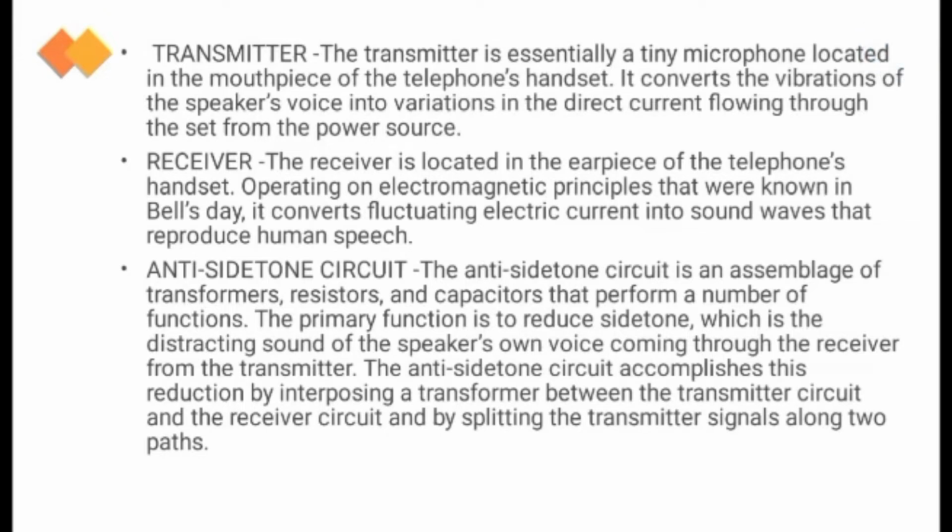Receiver. The receiver is located in the earpiece of the telephone's handset, operating on electromagnetic principles that were known in Bell's day. It converts fluctuating electric current into sound waves that reproduce human speech.